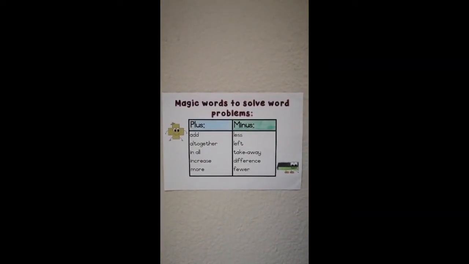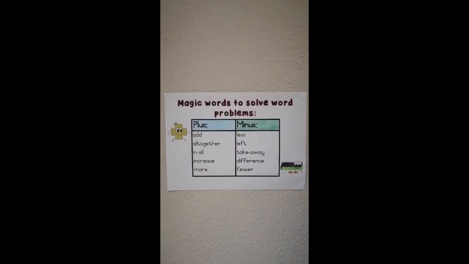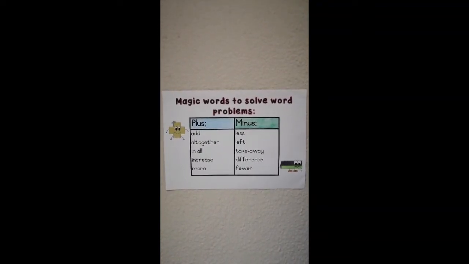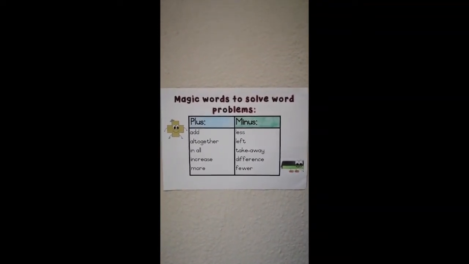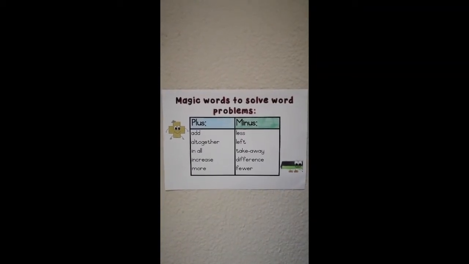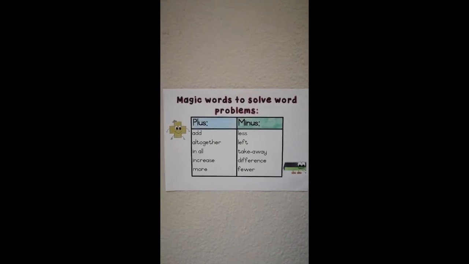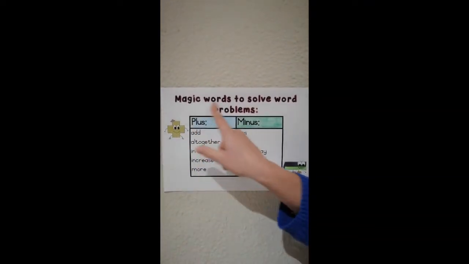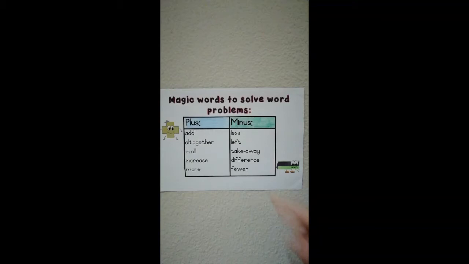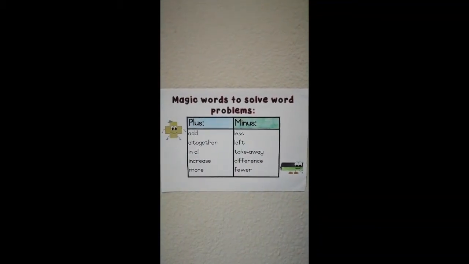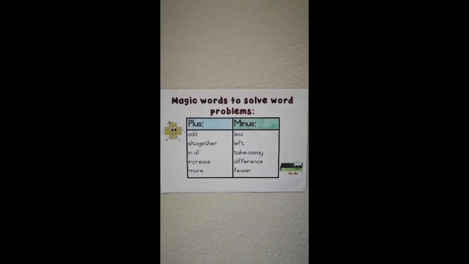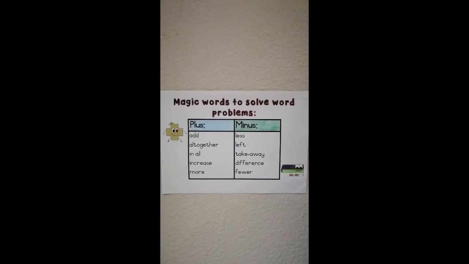So, even though we finished with step 6 and we've gone over all the 6 steps that we need in order to solve our word problems, there's one more important thing that I just want to explain to you. And that is the magic words that we need to use to solve word problems. And this poster over here is going to give us those magic words.